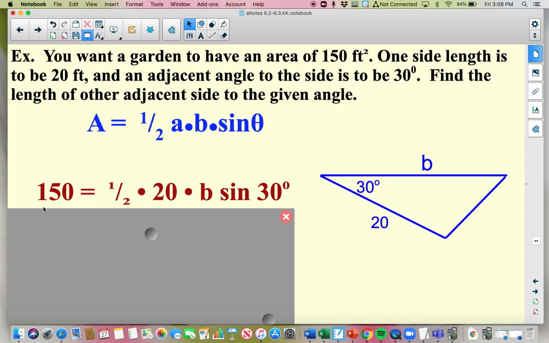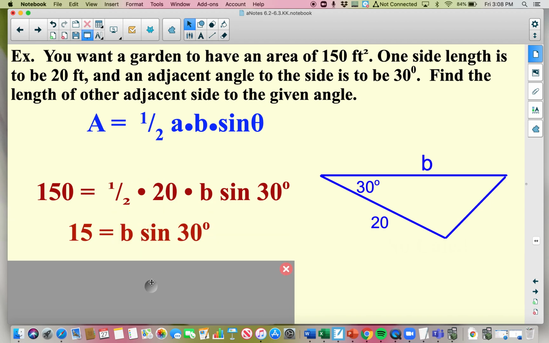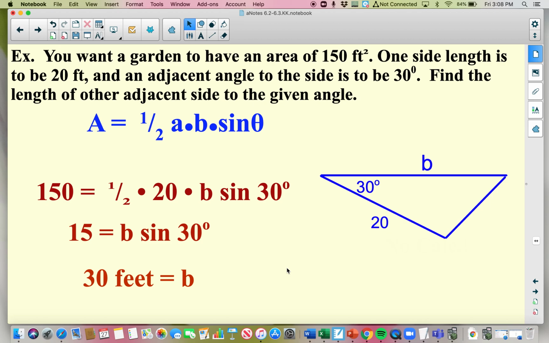I'm going to multiply by 2. I'm going to divide by 20, so some easy math, kind of isolating that b times sine of 30. So 150 times 2 is 300, divided by 20 is 15. Then I can divide by sine of 30 degrees, and I got 30 feet. So this unknown length here, B, is really 30 feet.